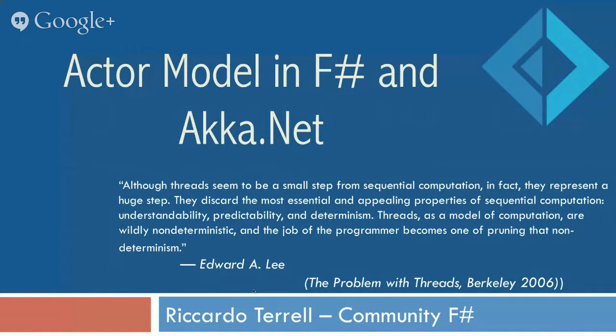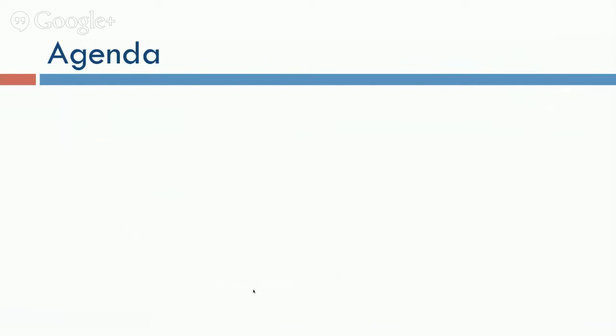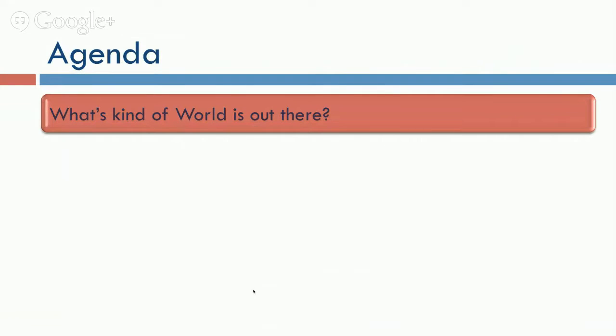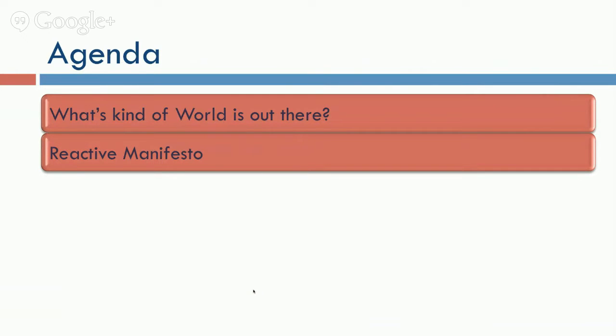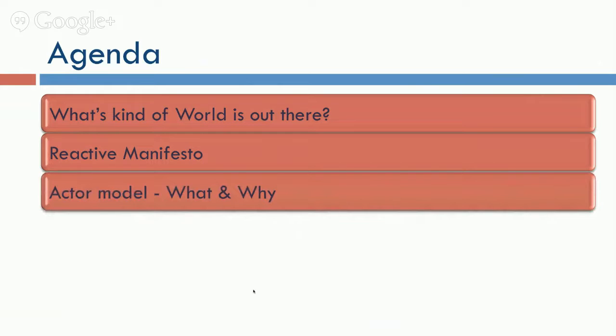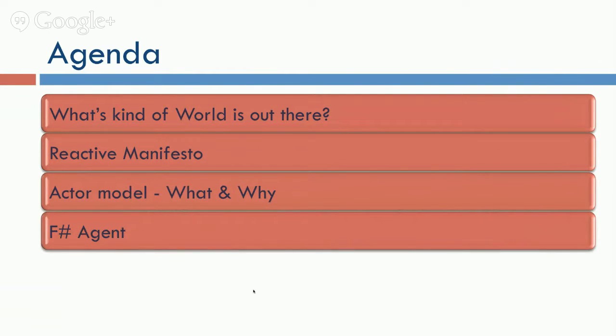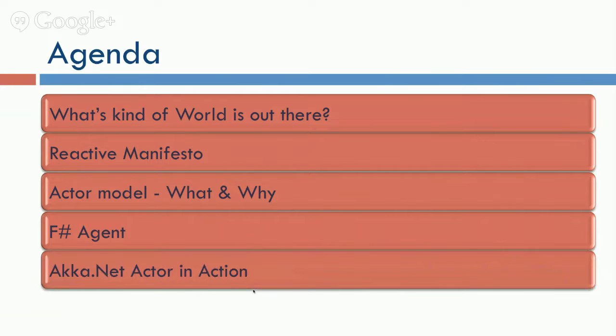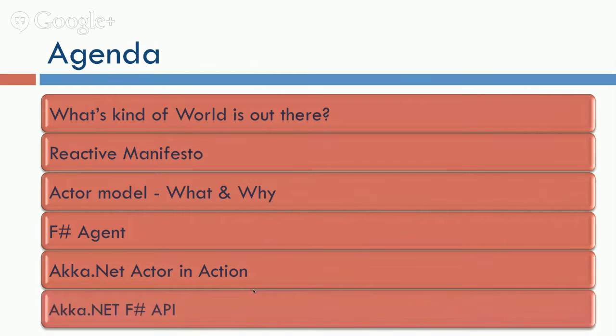So yes, as Ryan mentioned, my name is Riccardo, and today I'm going to present about the actor model in F# and Akka.net. Briefly, this is the agenda for the presentation today. We're going to have an overview of what's going on out there, the new demands on the technology world. Briefly about the Reactive Manifesto. Of course, we'll discuss the actor model, what it is, and why you should be interested in it. I want to mention a little bit about the F# agent, the MailboxProcessor, because there is some confusion about what is an actor and what is an agent, and I want to spend just 2 slides on the difference. Then we'll move forward to Akka.net in action, and of course the beautiful F# API.